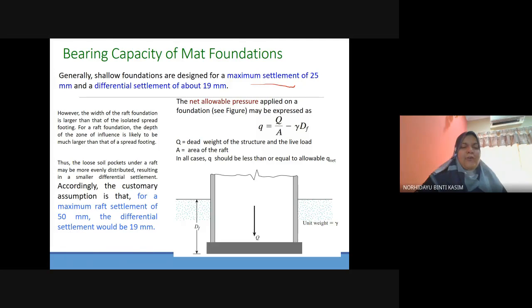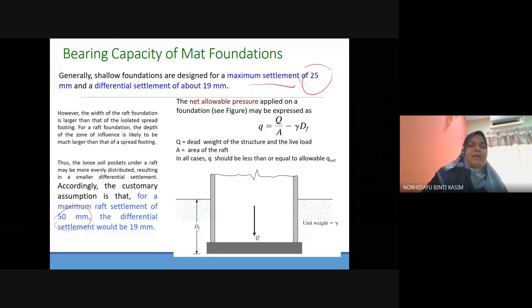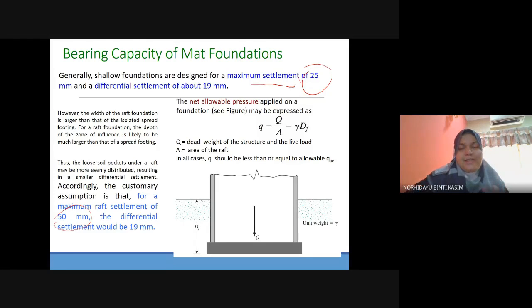But according to the customary assumption in the industry, they normally set the maximum settlement at 50 mm. In general they set the maximum settlement at 25, but normally they set it at 50 mm. So it depends on you as a designer. What value do you want to set for the maximum settlement? You can set 25 or 50, it depends on you.